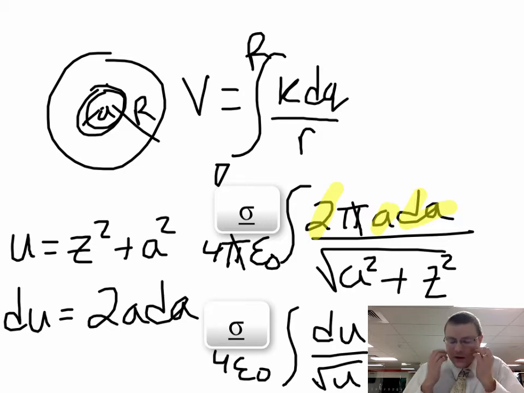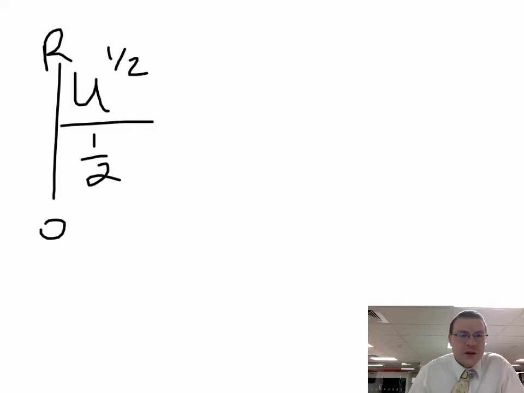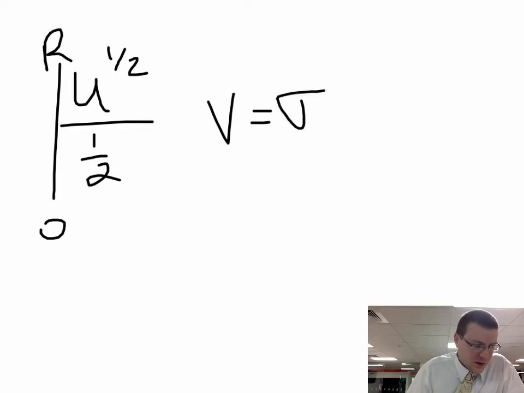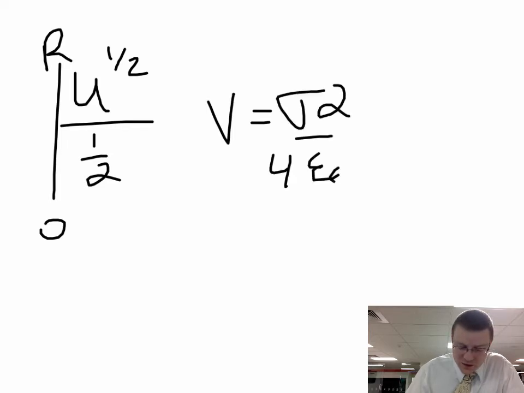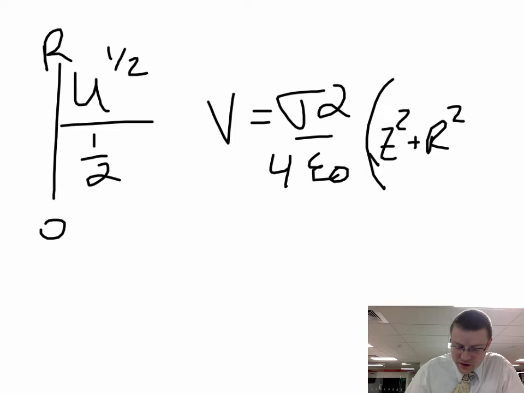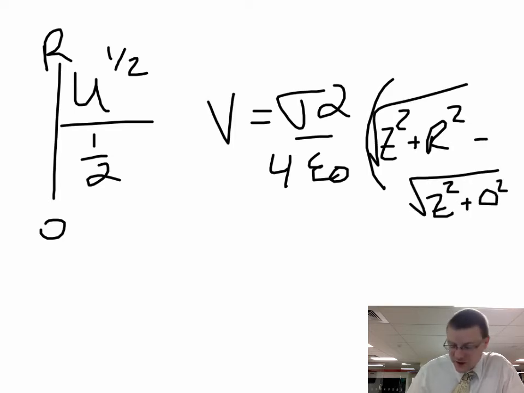Integrating u to the negative 1/2 power gives us, so there we go, we're going to evaluate that between 0 and r. What that means is we've got a 2 that's going to come out front here. So my voltage is going to end up being sigma times 2 over 4 epsilon 0, and we're going to multiply by the square root of z squared plus r squared minus the square root of z squared plus 0 squared, which 0 squared will just be 0. So that is the voltage away from the plane.